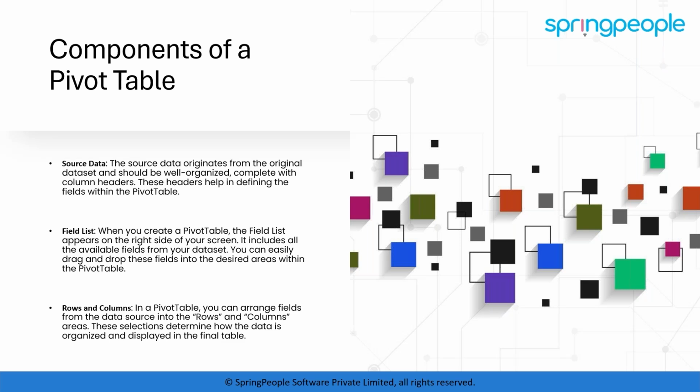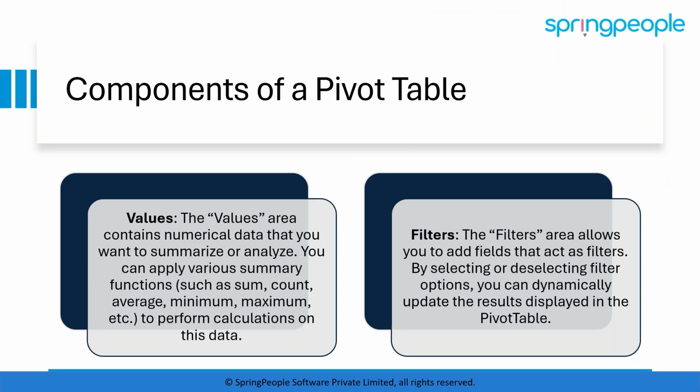Your selections and your idea on how you want to put the rows and the columns determines how the data is going to be organized and displayed. Now coming to the next one, you have also got values.